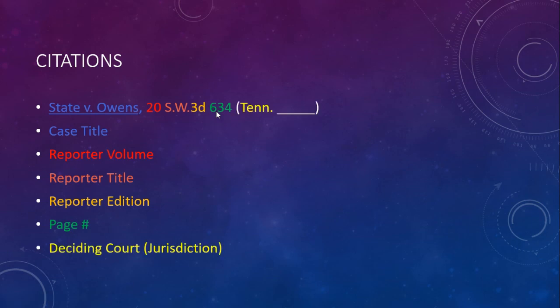Next, we are going to put in parentheses, once again, very important, the deciding court. So, for example, this case was decided in Tennessee and we abbreviated it like this. Once again, a list of abbreviations is available in Westlaw if you're not sure about it.